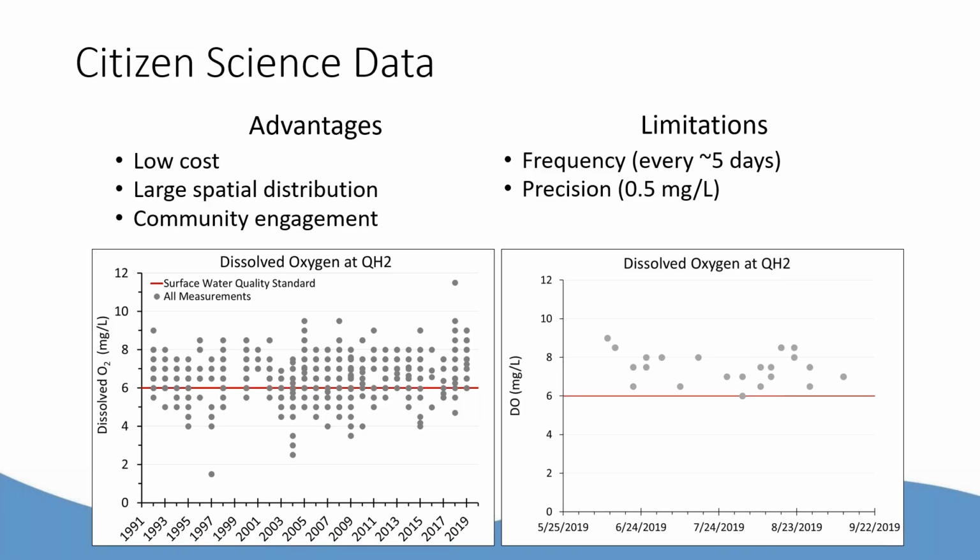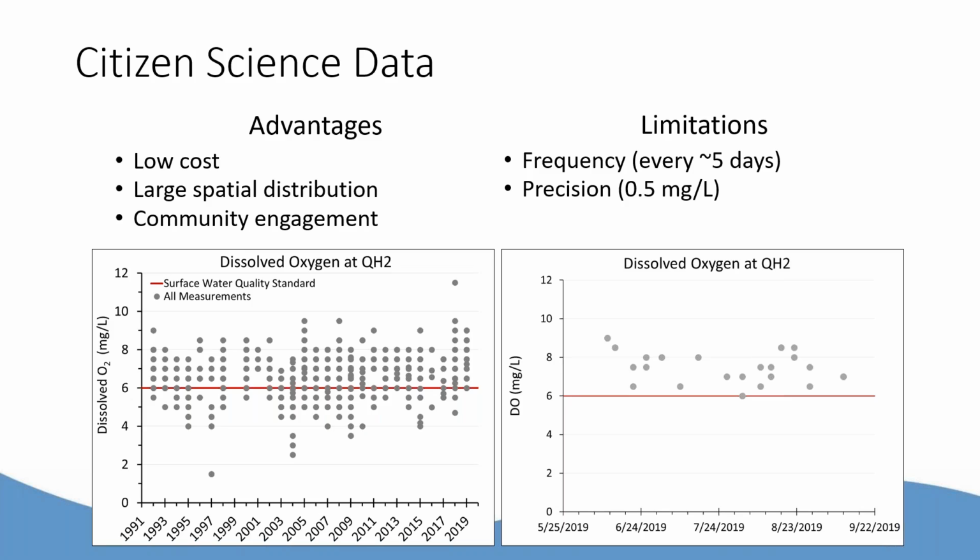And then the limitations of this form of data collection are the frequency. So like I said, it's a lot greater density than many organizations in many places, but it's still only every roughly 5 days, and we can miss events in between the sampling days. And then finally, I just note that the precision of the measurement is 0.5 milligram per liter. So our volunteers do modified Winkler titrations, and that is the precision that we're able to get.